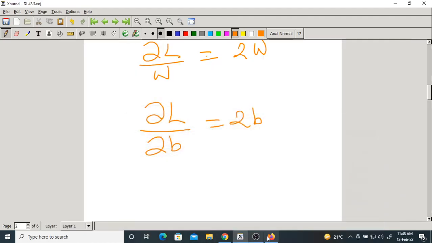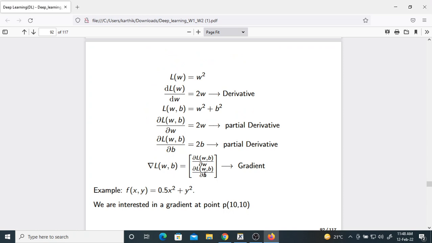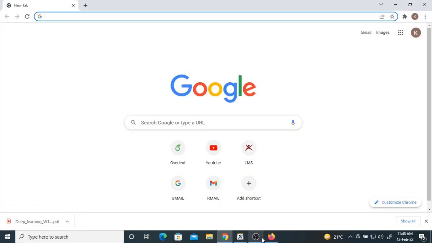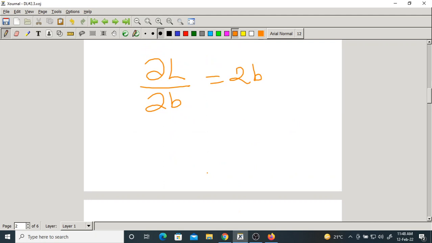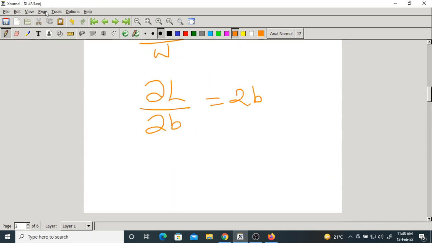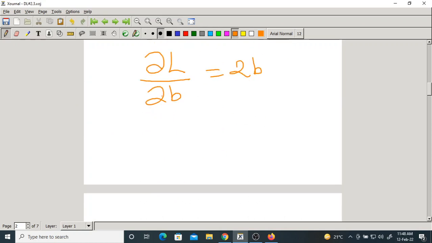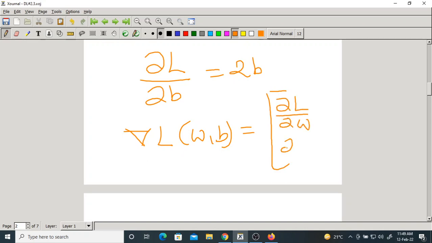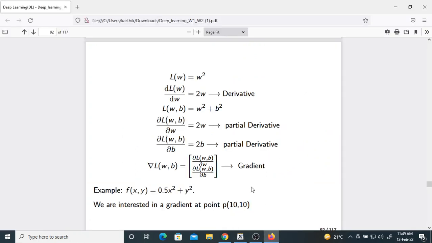Okay. Now what is a gradient? It is the partial derivative with respect to all the parameters, all the variables. Since we have two variables here, the gradient, del of L of w comma b, is the partial derivative of L with respect to w and with respect to b, isn't it? Now what would be the answer?